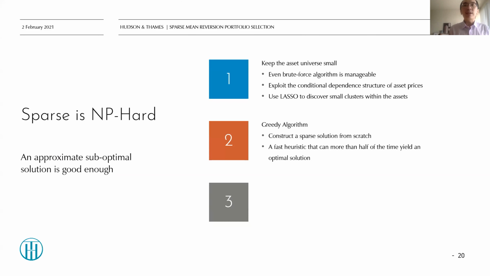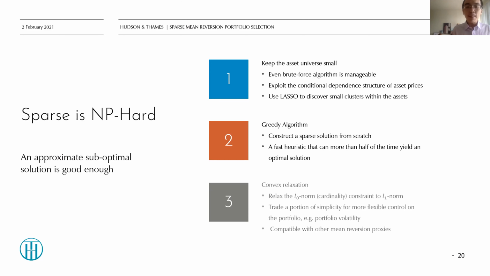Or we can use a greedy algorithm to directly construct a sparse solution from scratch. So this is like a fast heuristic that can more than half of the time yield an optimal solution. So between the performance or the optimality and the running time trade-off, greedy algorithm is probably the first choice if you want to build a sparse portfolio.